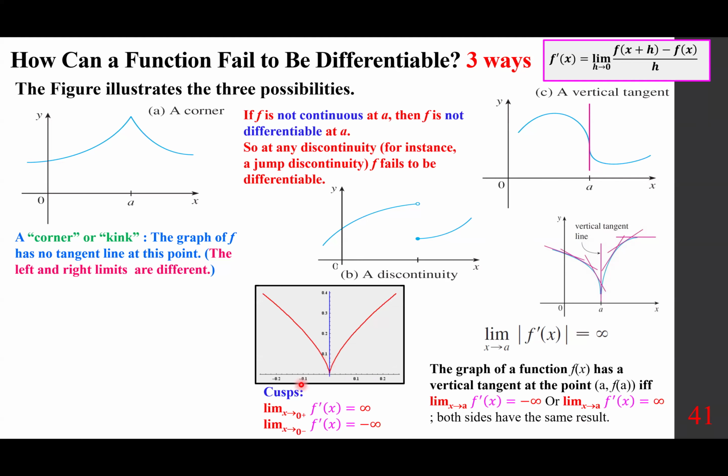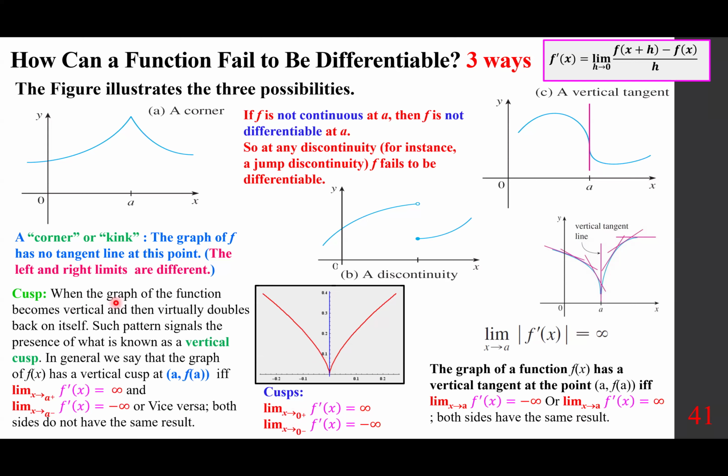For example, in this graph, as x approaches 0, the limit of f prime of x from the right is infinity, but from the left is negative infinity. So a cusp is when the graph of the function becomes vertical and then virtually doubles back on itself. Such a pattern signals the presence of what is known as a vertical cusp. In general, we say that the graph of f of x has a vertical cusp at a, comma f of a, if the limit of f prime of x as x approaches a from the right is infinity, from the left is negative infinity, or vice versa, so both sides do not have the same result.